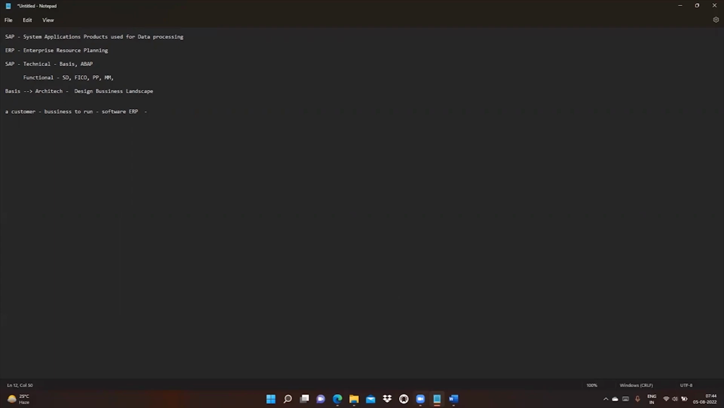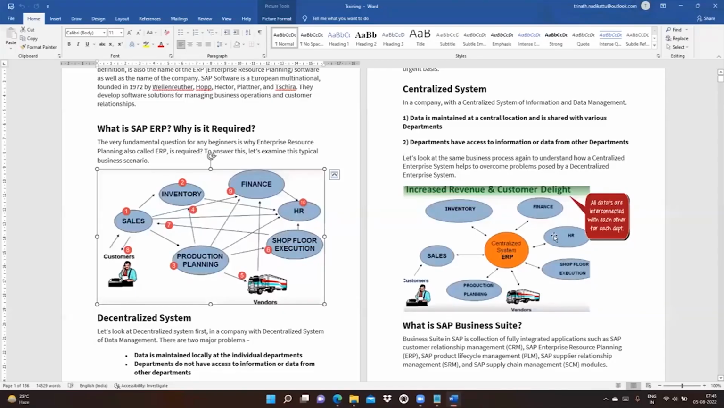When you are seeing this particular diagram, this centralized ERP system, here we are talking about the business model. Here, we are not specifically talking about SAP. The centralized system ERP need not necessarily be SAP. It can be any other ERP software. When I say centralized system ERP, this is generally a business software that I was referring to. SAP is one such ERP software.